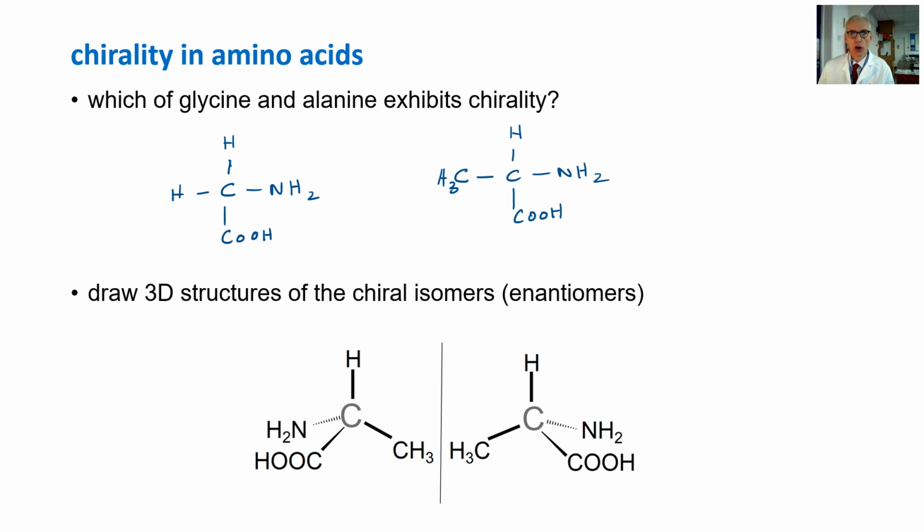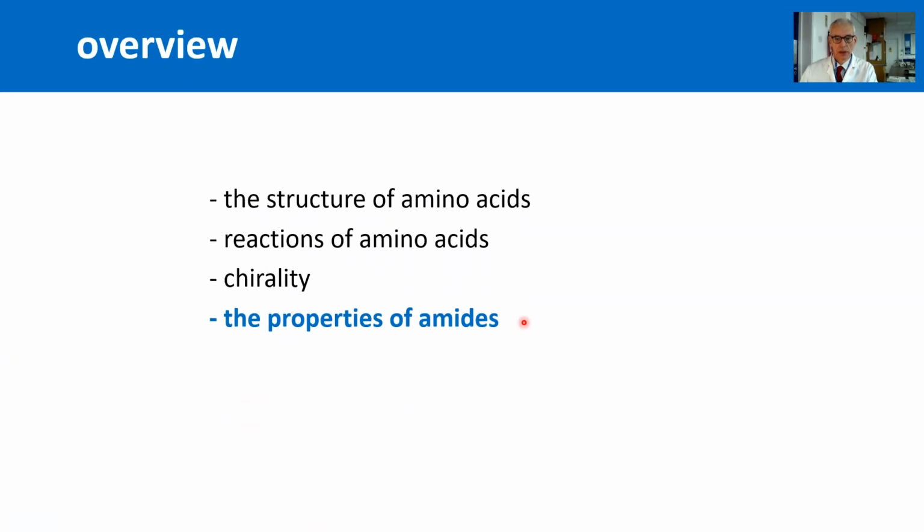So let's move on. The last section in this lesson is the properties and structures of the amides. So let's look at the structures of this new functional group, the amides. Just as with amines, with which amides are often confused, there are primary, secondary and tertiary amides.